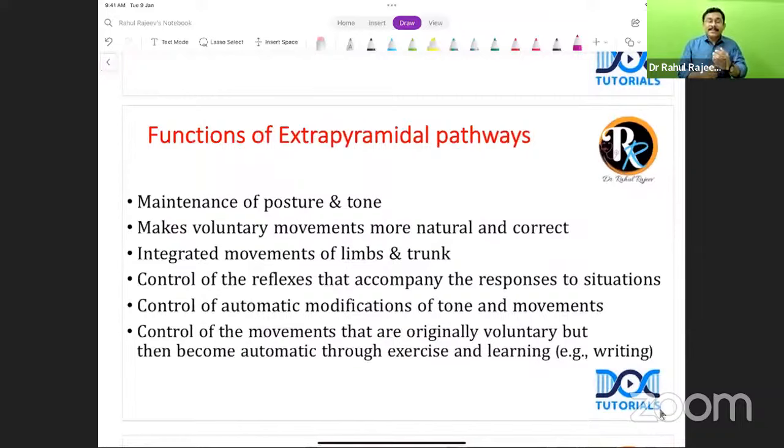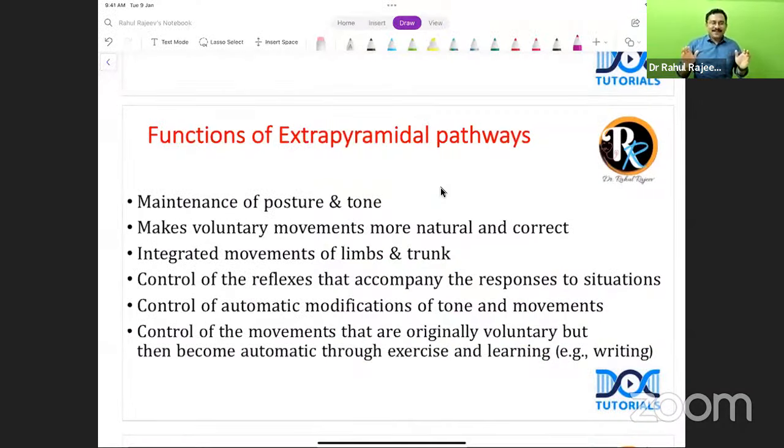Second function, it makes the voluntary movements more natural and correct. A while back, I told you about the smooth coordinated movements, right? So that is point number two. Third, integrated movements of limbs and trunk. When I perform any motor act, see, I'll just again stop the sharing. When I am in front of you and I'm moving while I take the class, I don't feel that my upper limb and trunk are separate structures. It feels like everything is together, just like a dance. So there has to be an integration, right? This is again a very important function of the extrapyramidal pathways. If you see patients with Parkinson's disease, the smoothness which integrates the limbs with the trunk is not there. You will understand once you see more patients with diseases like Parkinson's disease.